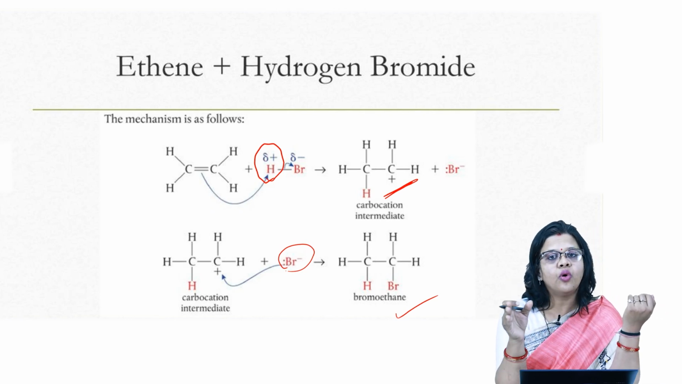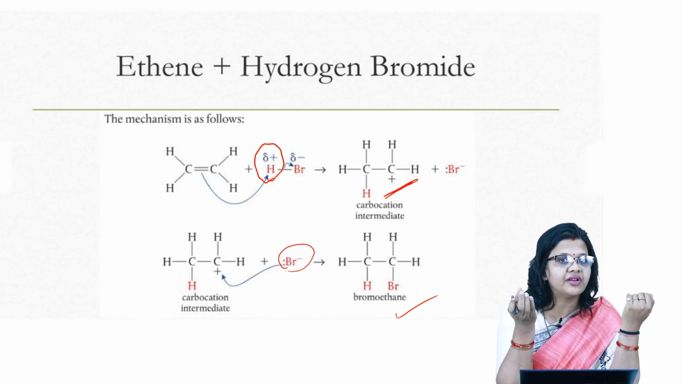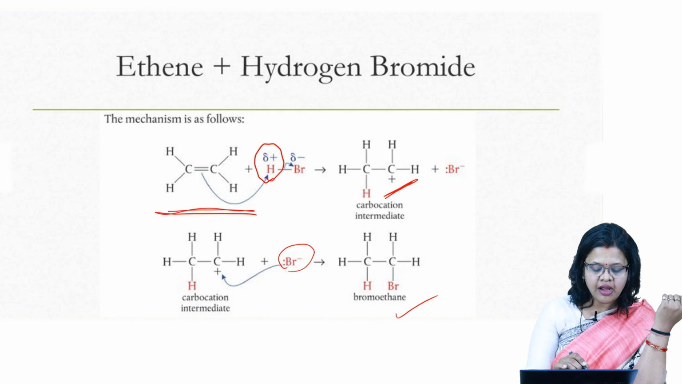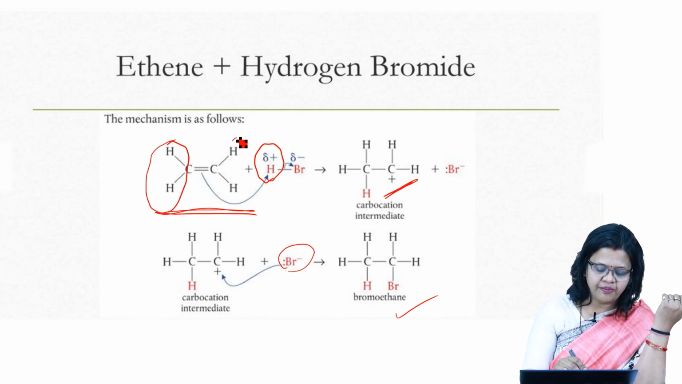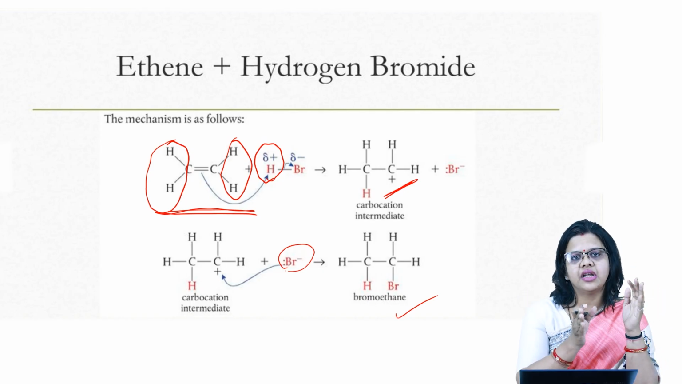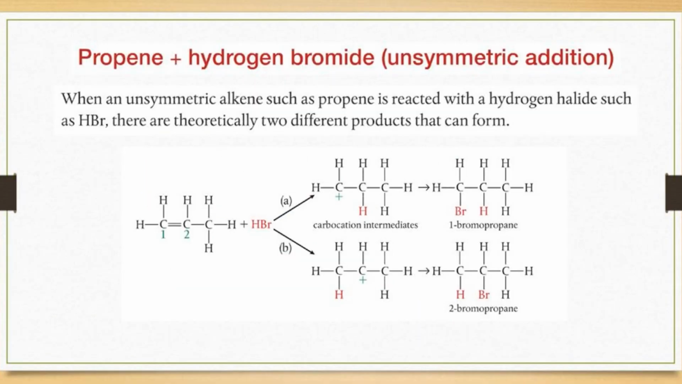Now, both these examples are cases of addition of an electrophile to symmetric alkenes. When I talk about symmetric alkenes, what do we understand? Like we can see ethene over here, both the carbons have similar substituents at the ends. It is equal on both sides. Two hydrogen atoms are attached to each of the carbons. Now, if we take another example over here, this is an example of an unsymmetric alkene.